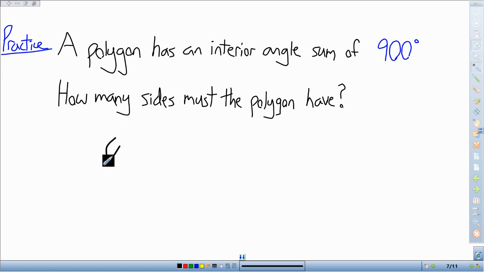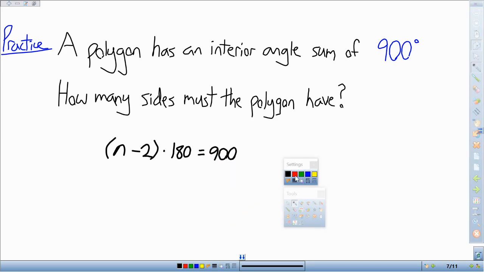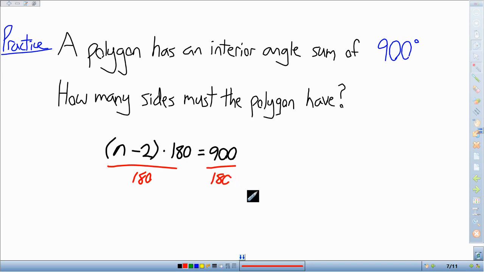Okay, so here's what I know. Our interior angle sum formula, n minus 2 times 180, we know that that gives us the sum of the interior angles, which they are telling us is 900. Okay, that's the hard part. If you can write that out, the rest of these steps are all the same, right? We're going to divide by a 180, and then we'll add 2 to both sides.